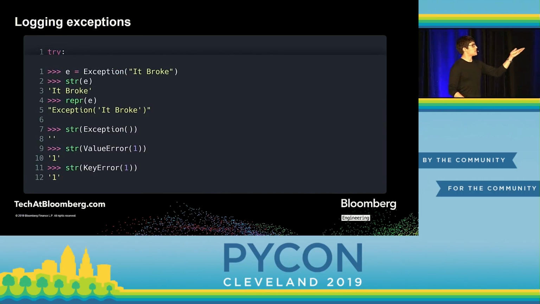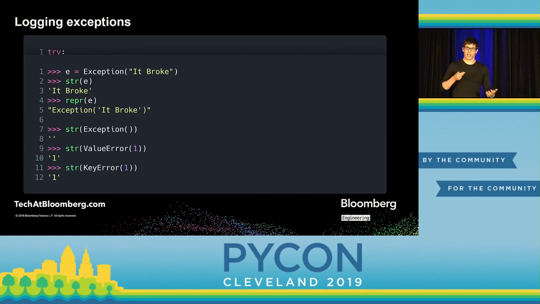Well, because let's say that you create an exception with the text "it broke". If you try to print the string of it, it will just tell you it broke. If you print the repr of it, it will be the exception with the text. This is important because if I create an exception without argument, you're going to get an empty message. How useful is that, right?